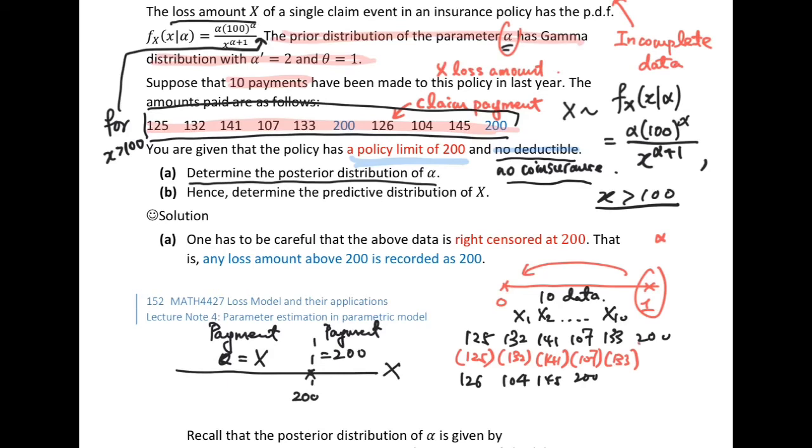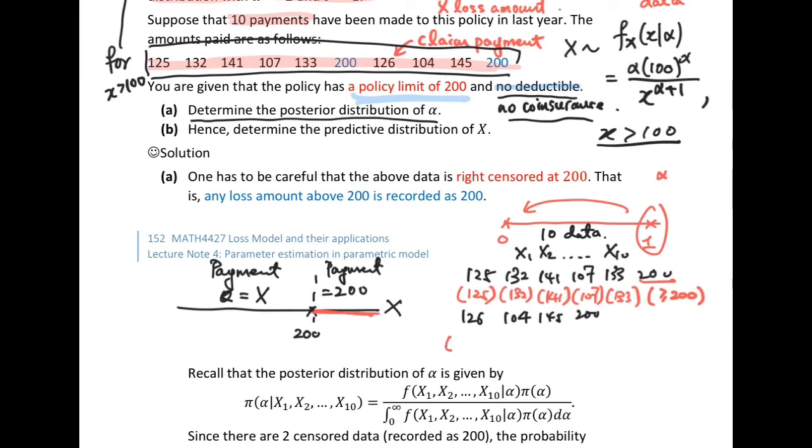But for the sixth one, the claim payment is 200. According to this figure, any loss greater than 200 will lead to the payment 200, isn't it? So that means for this claim payment, the corresponding loss amount will be greater or equal to 200. Then for the last four, that will be 126, 104, 145, and then the last one again you have 200, so that will be greater or equal to 200. That is the corresponding loss amount in these 10 claim events.